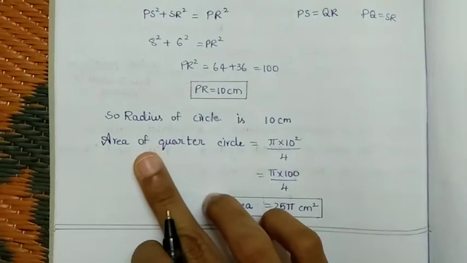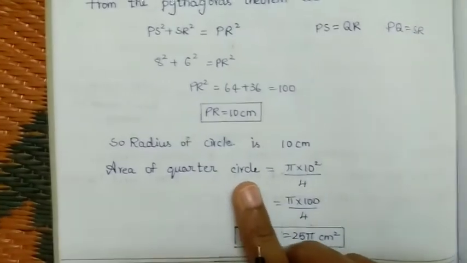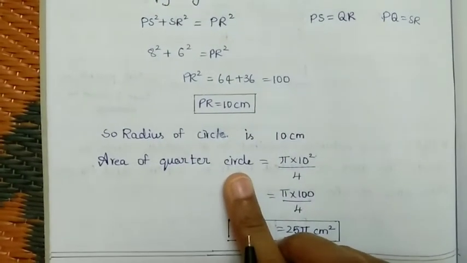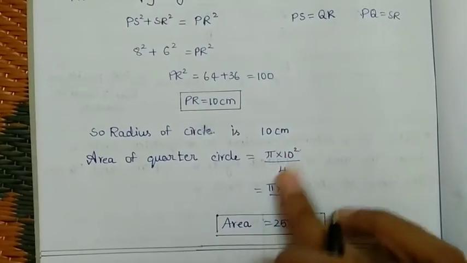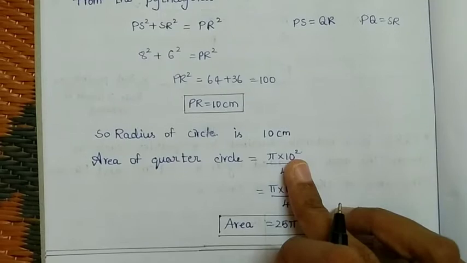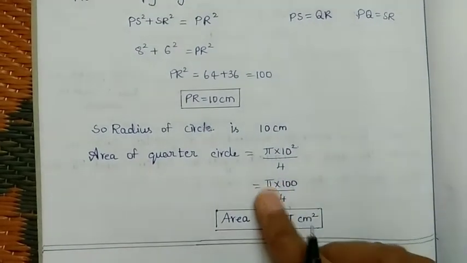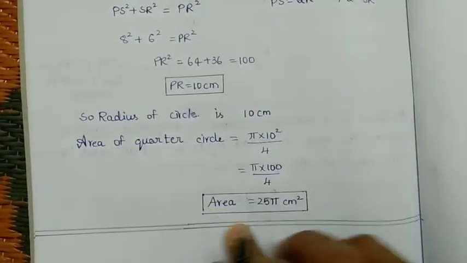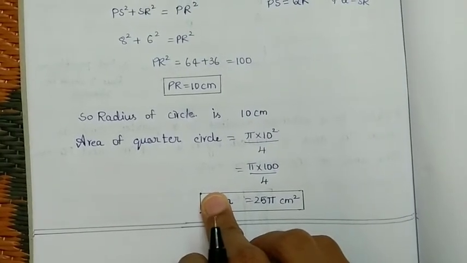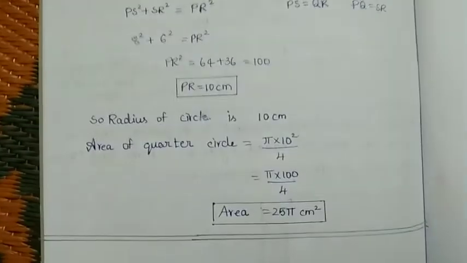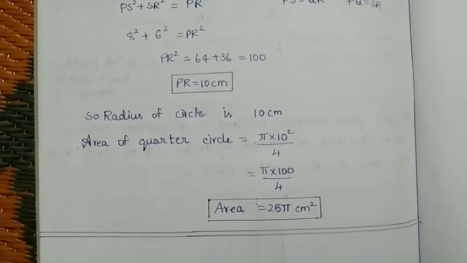So the area of the quarter circle is pi r square by 4, and r is 10. So 10 square is 100, and 100 by 4 is 25. So 25 pi is the area of this quarter circle, which we needed to find out. So that is the problem.